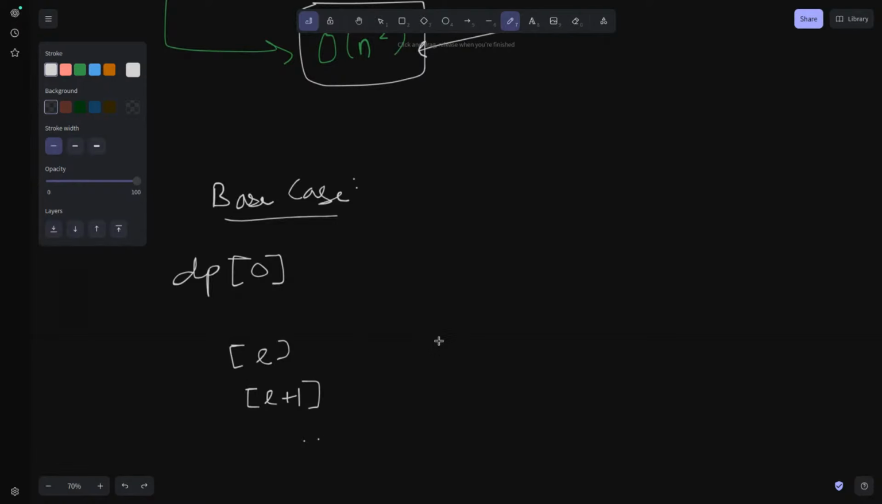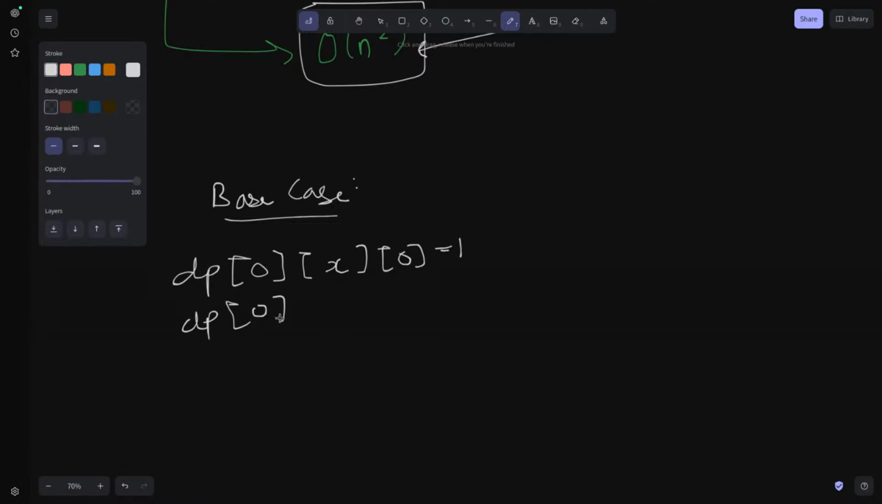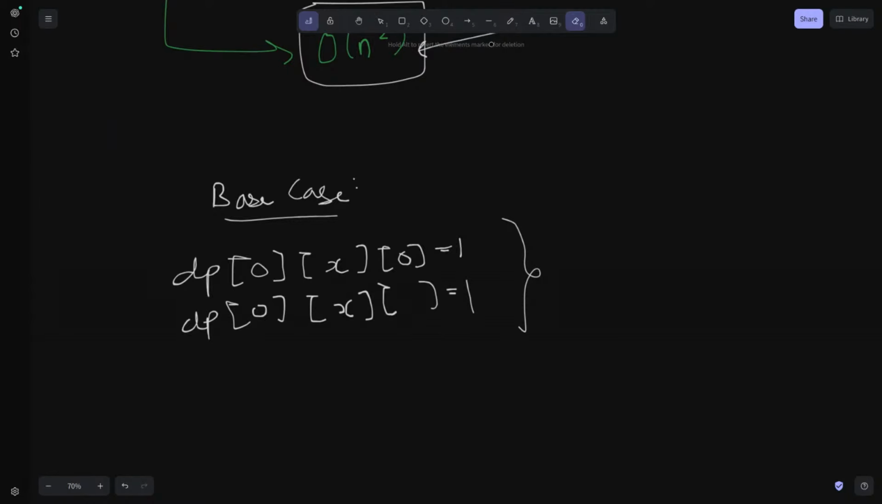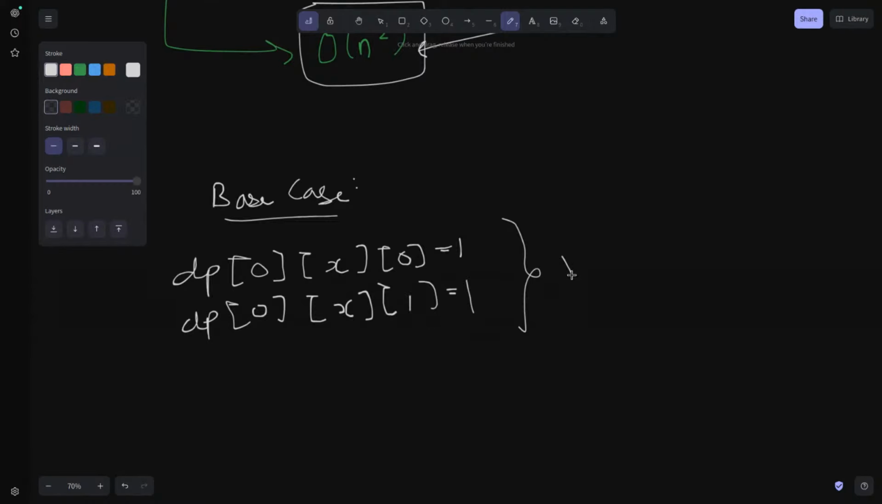So that's why the base case is simply dp of 0, x, 0 is equal to 1, right? And dp of 0, x, 1 is also equal to 1, right? Because increasing or decreasing does not make sense in one element. It can either be a zig type of ending or a zag type of ending, doesn't matter, right? This is our base case for all x.